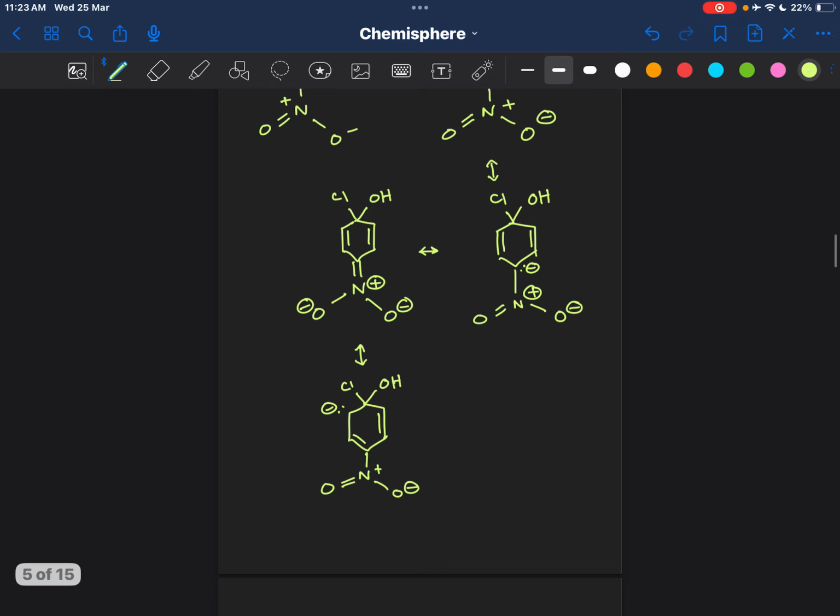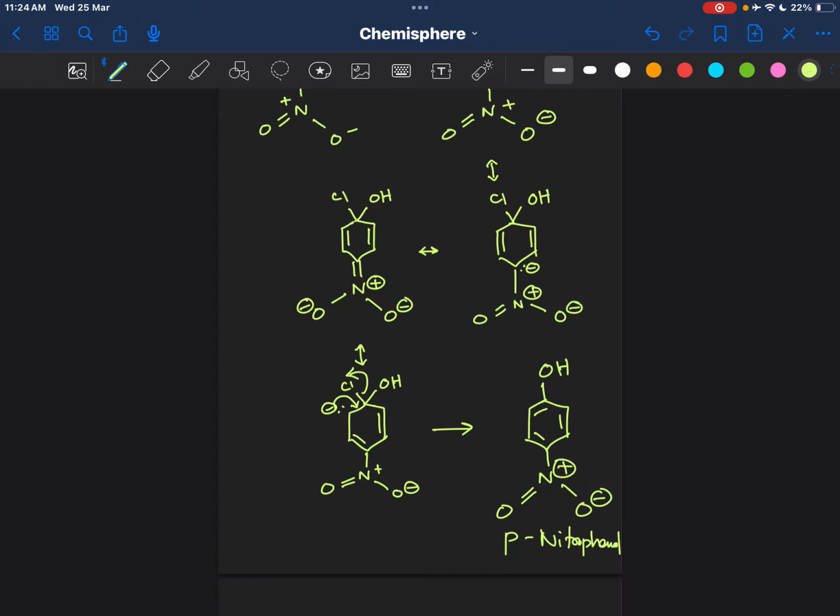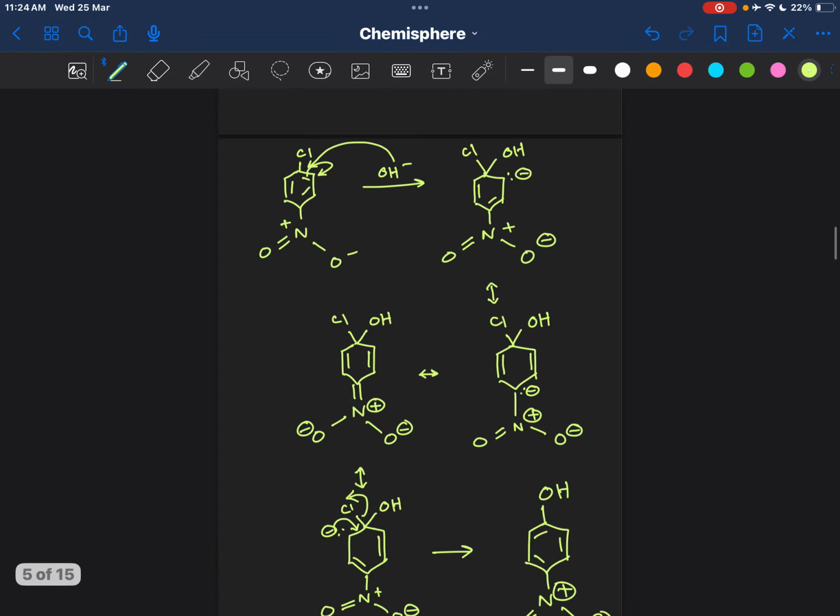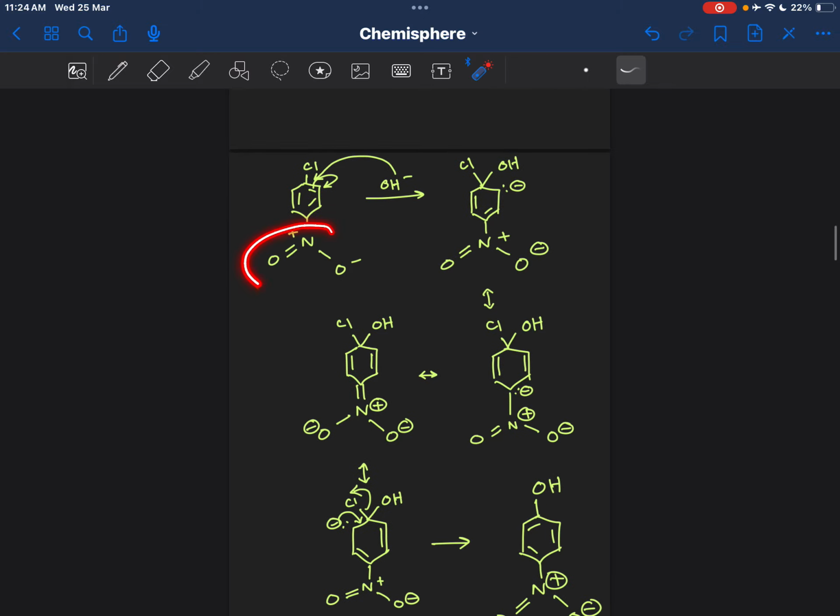Okay, and ultimately what will happen, this Cl minus will go away because it's a nucleophilic substitution reaction, and this will come and form a lone pair there, and ultimately we will get OH, N double bond O, single bond O minus, and plus. This is what we are going to get. So p-nitrophenol is the product, right? So this is an example of when NO2 is present at para position.